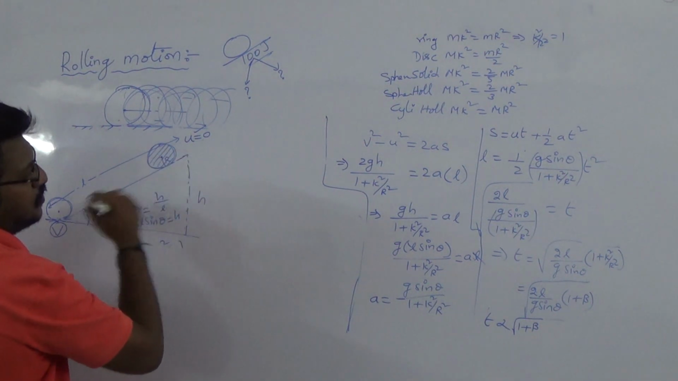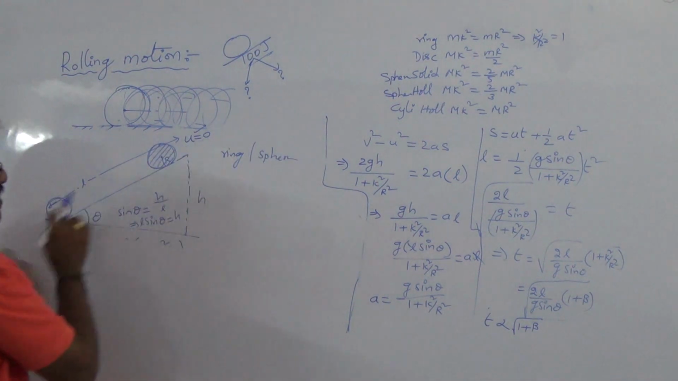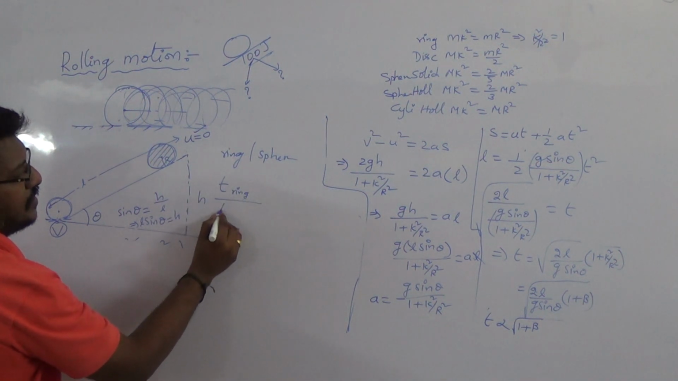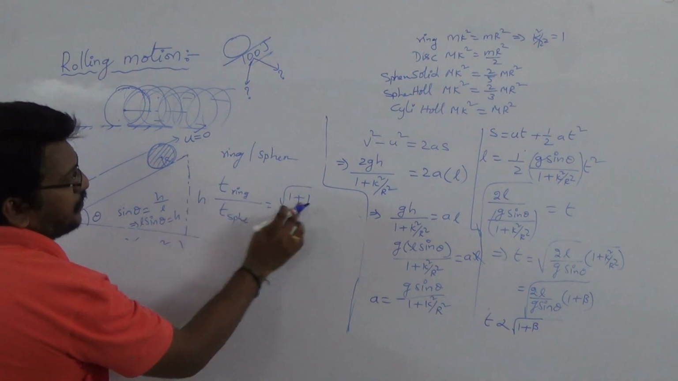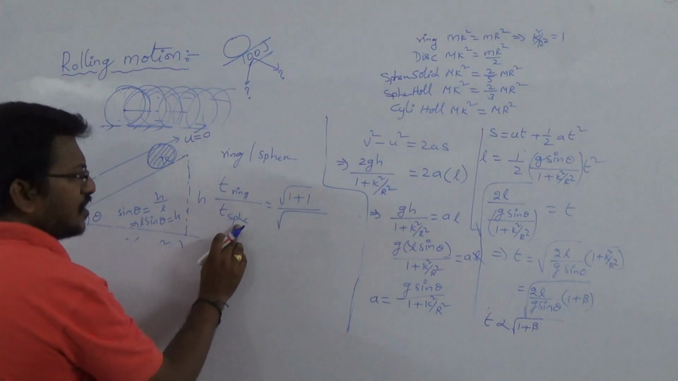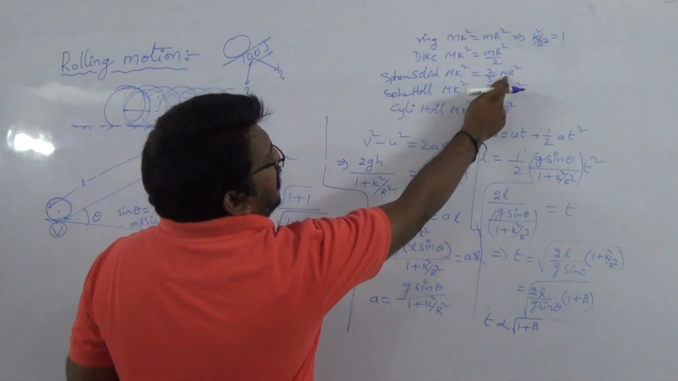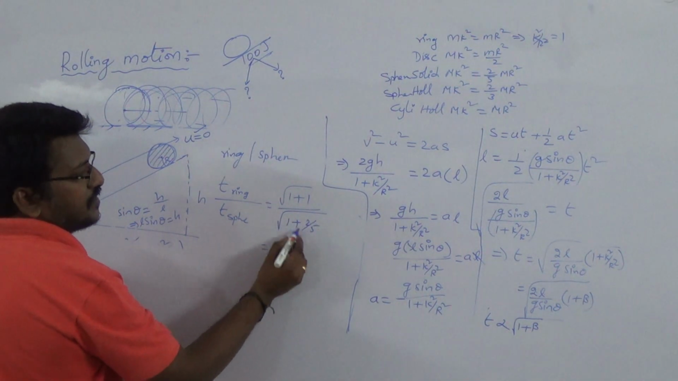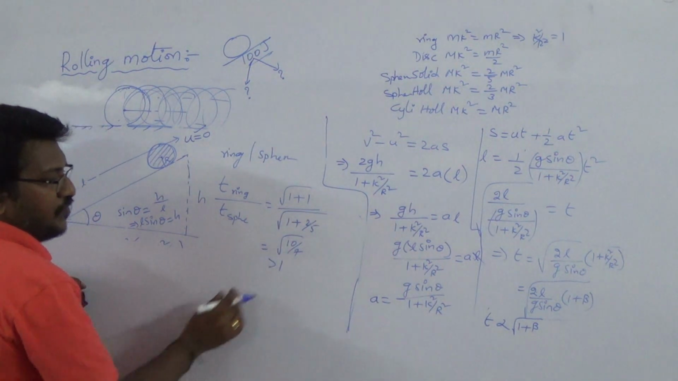From these two, ring and sphere, both are dropped at the same time. Which reaches the ground first? By using the formula, t ring by t sphere equals under root of 1 plus beta. In case of the ring, k square by r square is 1, divided by under root of 1 plus k square by r square for the solid sphere, which is 2 by 5. Taking the LCM 7, that equals under root of 10 by 7, which is greater than 1.